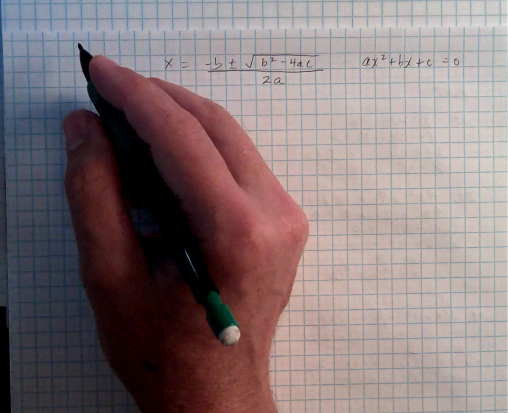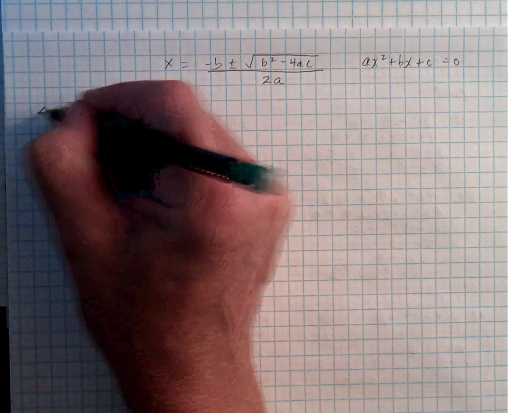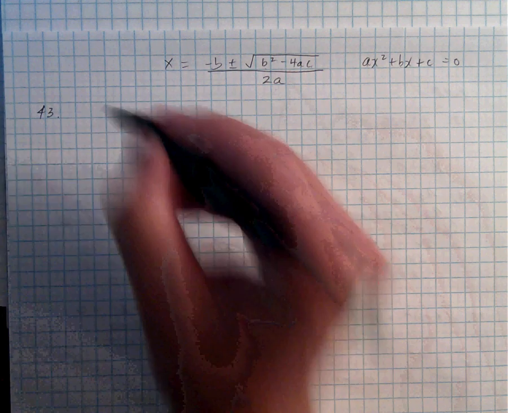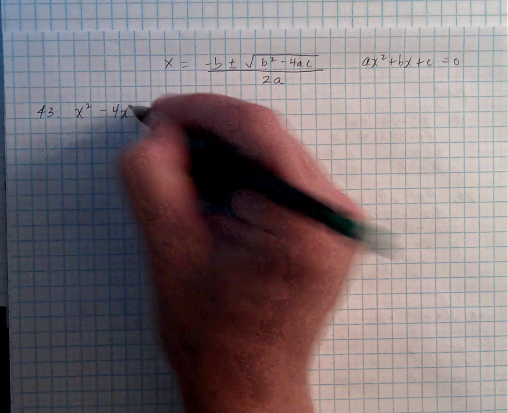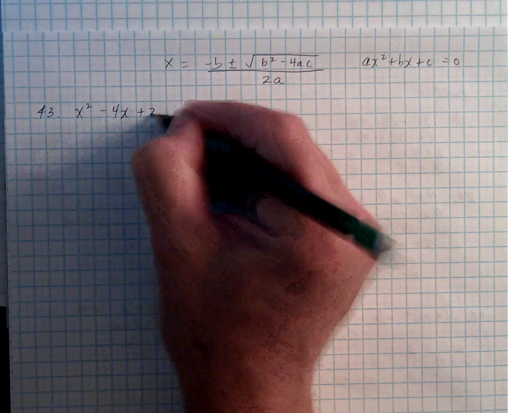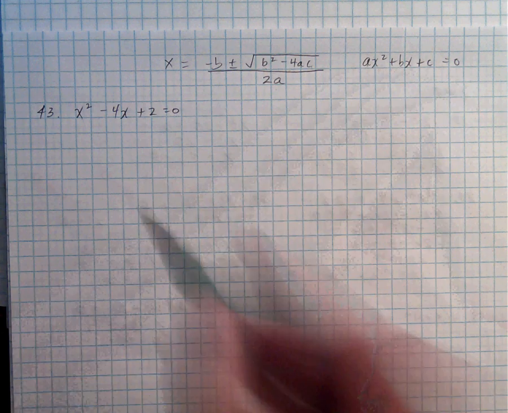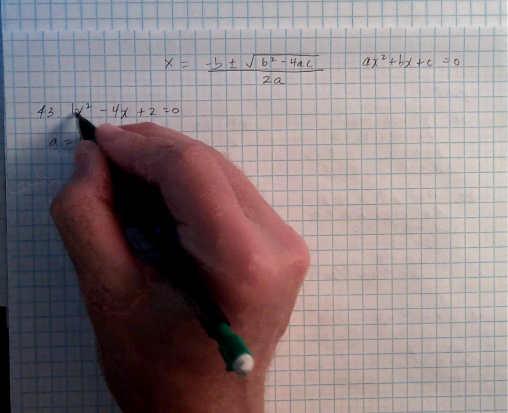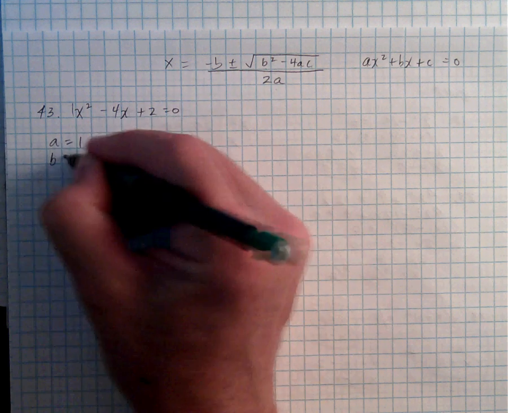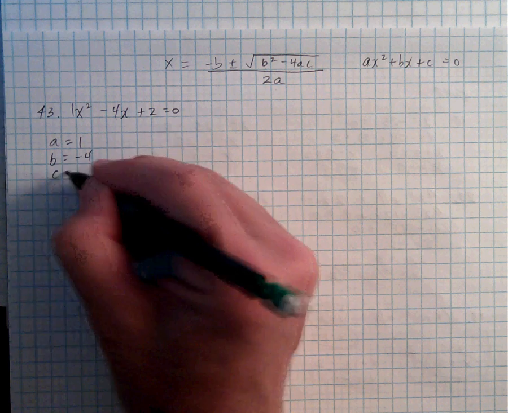Alright, so let's look at 43. We have x squared minus 4x plus 2 equals 0. So we need, what's a, b, and c? Well, a is right there, it's 1. There's nothing there, so it's 1. b is this term, negative 4, and c is the constant, which is 2.